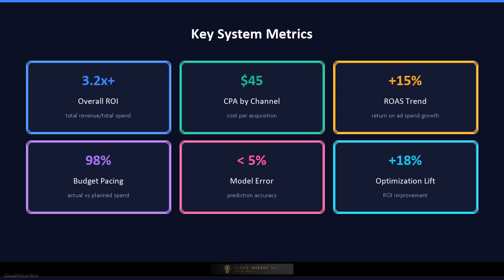Attribution accuracy, measured by incrementality testing and model validation. Model prediction error, typically mean absolute percentage error for ROI forecasts. Optimization lift, the percentage improvement in ROI after implementing recommendations. And constraint satisfaction rate, how often the system respects business rules while maximizing ROI. These metrics are what marketers and executives actually care about.